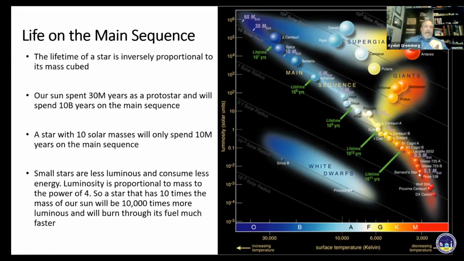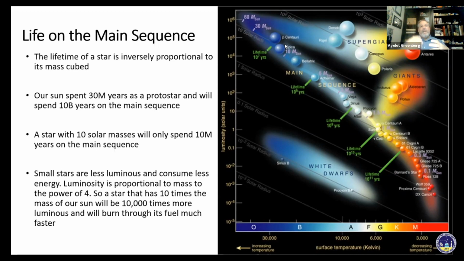So back to this, we're talking about how long will a star live on the main sequence. Our sun will be on the main sequence for about 10 billion years. So 30 million years as a protostar, 10 billion years on the main sequence. That'll be the majority of its life cycle. Now, if you went to a star that has 10 times the mass of our sun, so now I'm going way up here on the diagram, looking for a 10 mass star, so you can see it's pretty close to what Spica is. Spica is a star that is known to many amateur astronomers. That star is only going to stay on the main sequence for 10 million years.